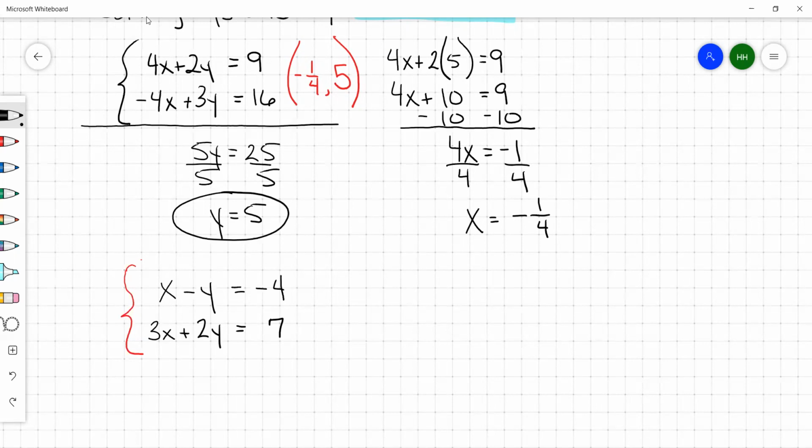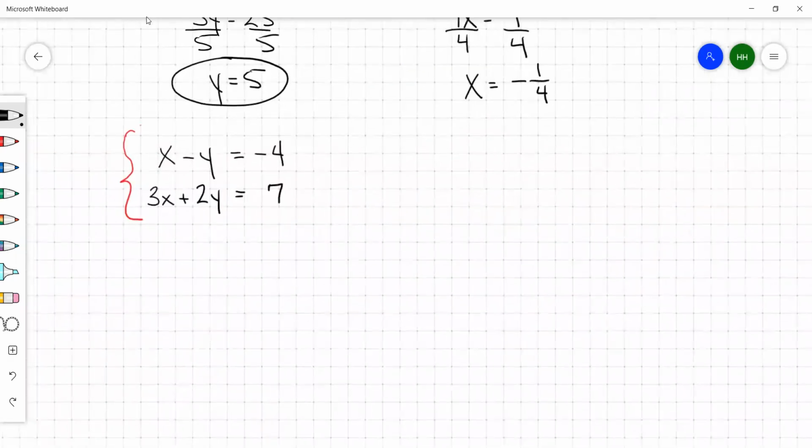Pay attention, please. Do you see these two equations? x minus y equals negative 4. 3x plus 2y equals 7. If you combined these equations right now, what would your x plus 3x equal? 4x. And negative y plus 2y, that would be a y, wouldn't it? And you would not eliminate a variable, would you?